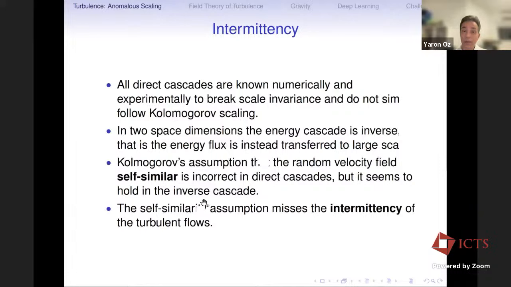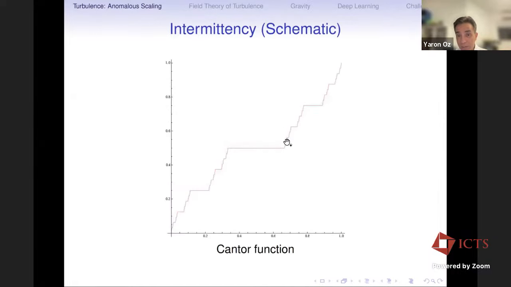This is called the devil's staircase. And if you zoom here, you're going to see something else than if you zoom here. So it means that the velocity vector field, if you look at it, can have calm regions and then some kind of abrupt changes, et cetera. It's not self-similar. It's not described by one exponent, that H that Kolmogorov used.